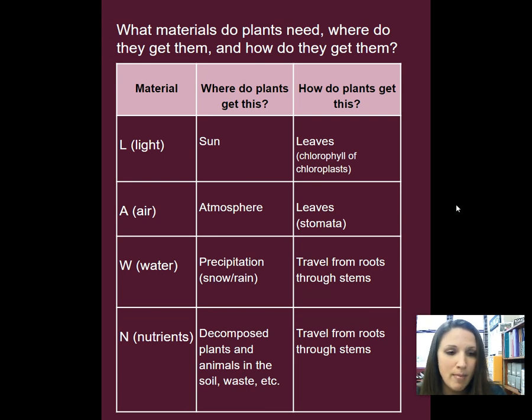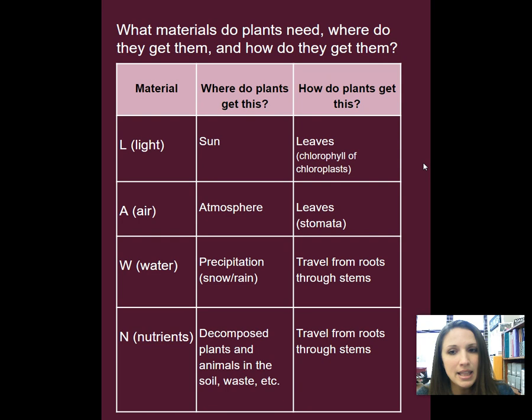So first of all, let's talk about the materials plants need. Plants need light, okay? Where does light come from? It comes from the sun, okay? And if you look at the last column, it says, how do plants get this? How do plants get sunlight? Well, it comes in through the leaves. And if you're going to be specific, it comes in through the top of the leaf, through the chlorophyll of the chloroplast. So you don't have to know that it's in the chlorophyll of the chloroplast, but it does help to know that it's at the top of the leaf that the sun enters the leaf.